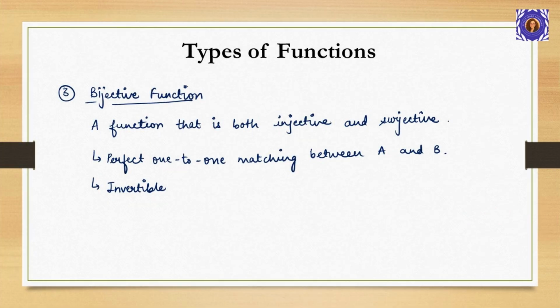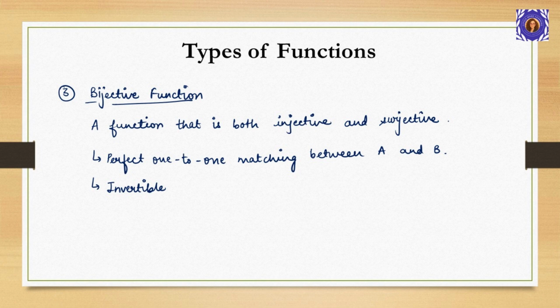Now comes the gold standard, bijective functions. A function is bijective if it's both injective and surjective. This creates a perfect one-to-one correspondence between the domain and codomain. Bijective functions are incredibly important because they are invertible. Think of it like a perfect pairing dance where every person from group A dances with exactly one person from group B, and every person from group B dances with exactly one person from group A. You can reverse the pairing perfectly.